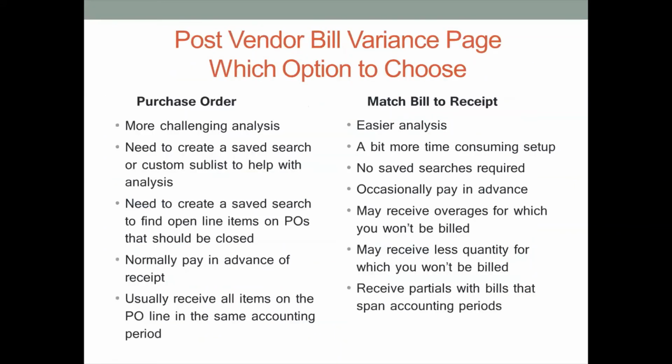So which way do you want to go? I say basically go to match bill to receipt every time, but there are some people that will want to use the purchase order, and that's fine. It's a more challenging analysis if you have a lot of line items. You need to create a saved search or custom sublist to help with that analysis. You need to create a saved search to find open line items on POs that really should be closed.